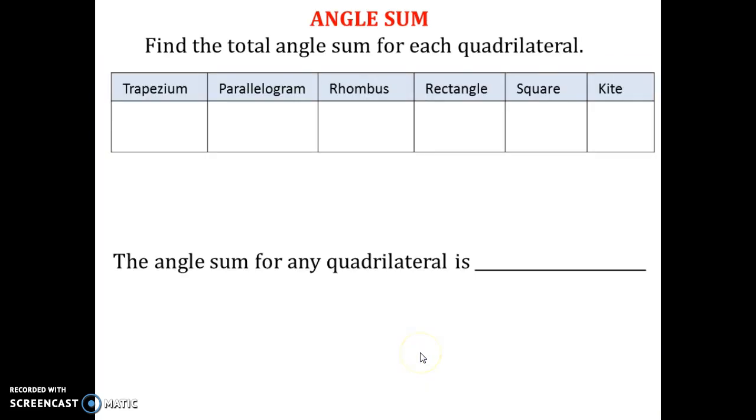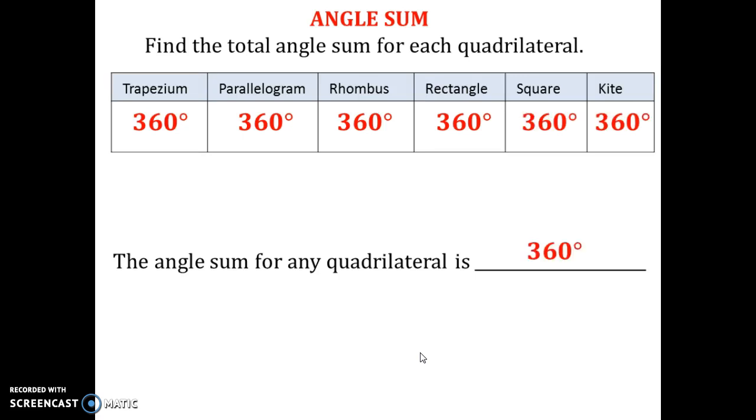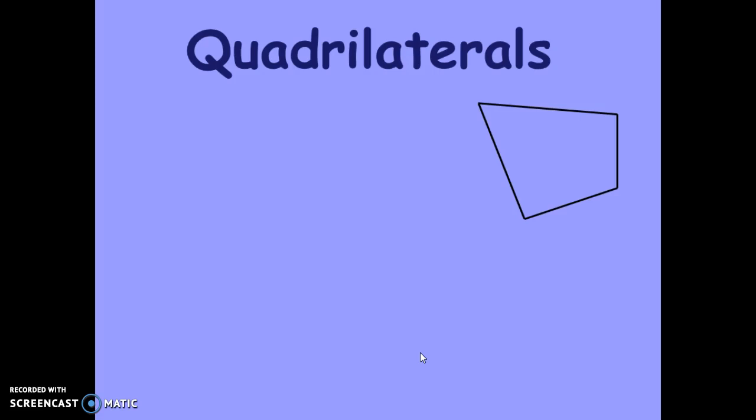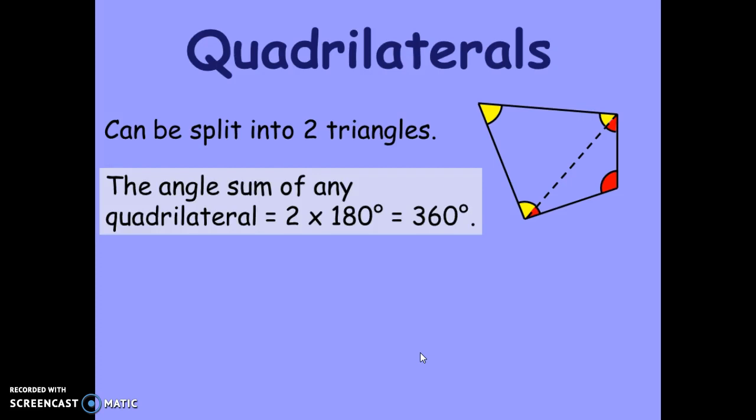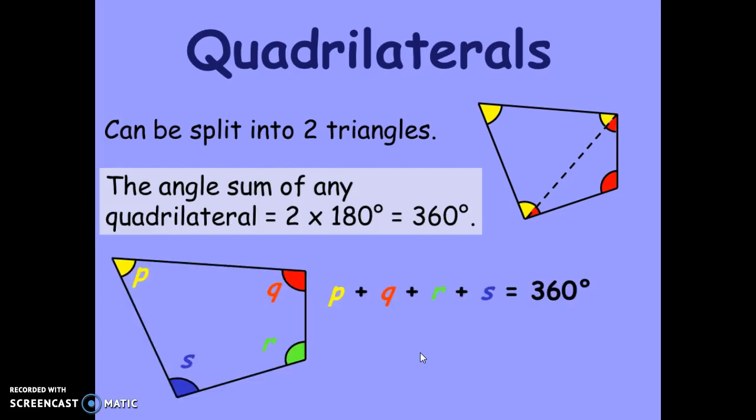Okay. Alright, let's look at the angle sum. So measuring all the angles of the quadrilaterals, you'll find that they're all 360 degrees. So the angle sum for any quadrilateral whatsoever is 360 degrees. One of the reasons why that works is because if you can cut any quadrilateral into two triangles, and you look at the angles of the triangles, they add up to 180. So two lots of 180 is 360, and that's why all the 4 different angles of the quadrilateral always add up to 360 degrees.